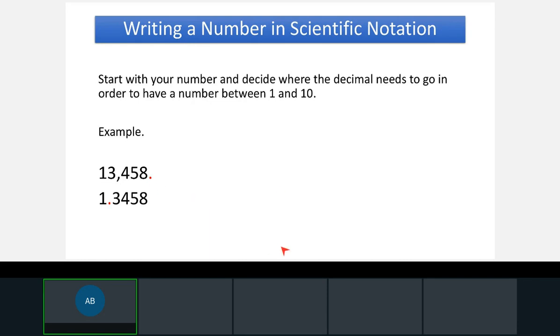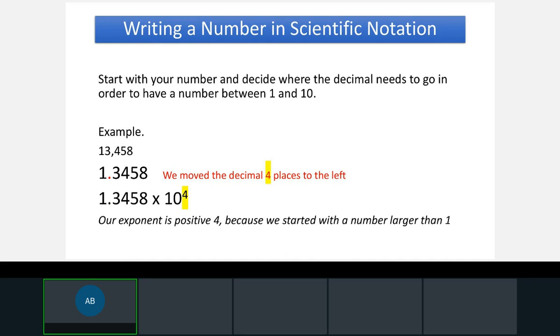So we would consider that we moved 4 places. So how do we get this number to represent our original? We know that we'd have to move it 4 places back. And that's where that 4 is really important. We move the decimal 4 places to the left. So our exponent is 4, because we're going to need to move it 4 places to the right to represent our original number. That's why it's a positive 4.